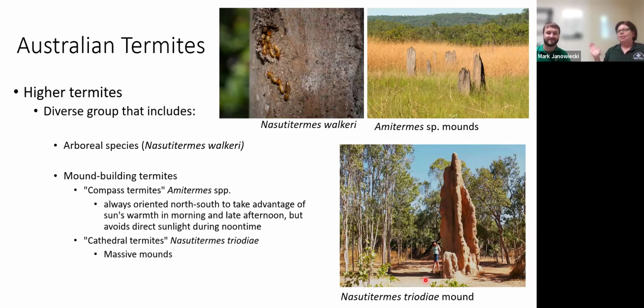So instead of the tall rounded mounds that we saw in Africa, we have compass termites, which will build these tall but flattened-from-side-to-side mounds where they're oriented north-south. And what that does is it prevents the termites from cooking in the Australian sun. So it'll take advantage of the warmth during the early morning and the late afternoon, but you really are not going to have that direct sunlight during the noontime when the sun is at its peak.